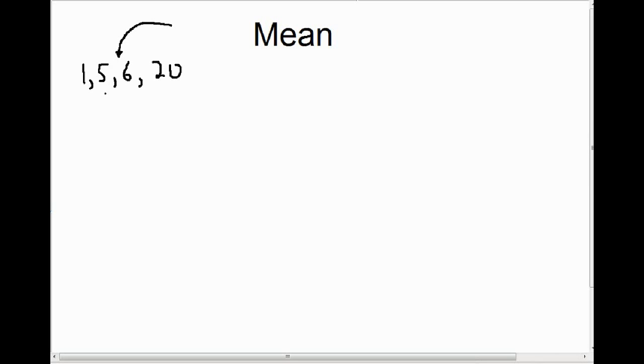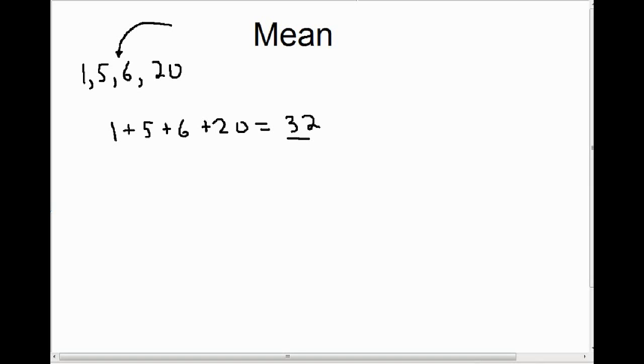We have 1, 5, 6, and 20. But again, if I want to know the mathematical middle or average of these values, we add the 4 values together, and then we divide by how many there are. So when we add those 4 together, we get 32.